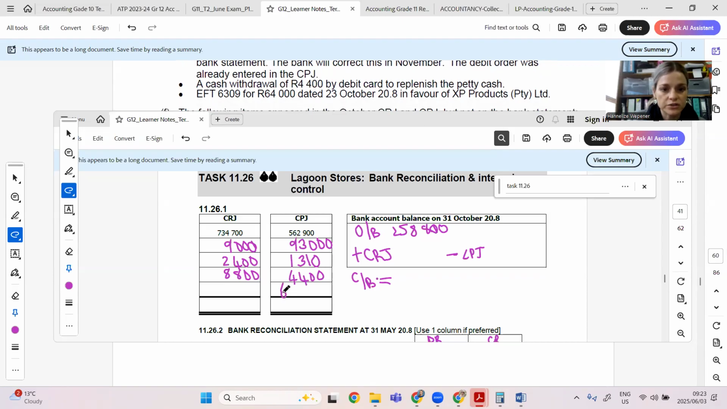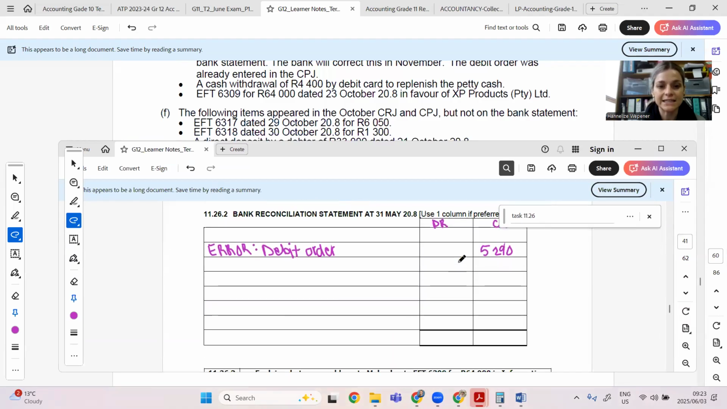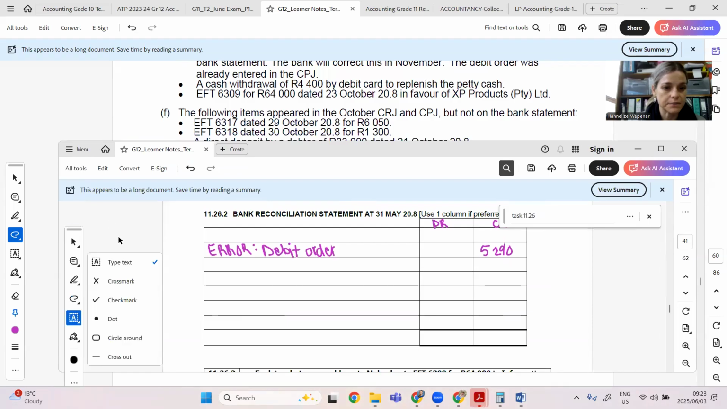So always go back to that first sentence where they tell you what this information is. And in that information, they told us that these are the transactions on the bank statement, but not in your books. And that's why we are recording it now. Then the following items appeared in your journal, so in your CRJ CPJ, but not on the bank statement. So in other words, these are your outstanding EFTs and your outstanding deposits.